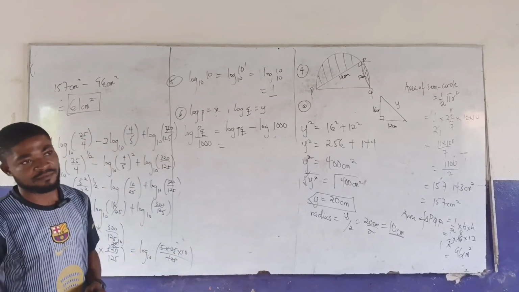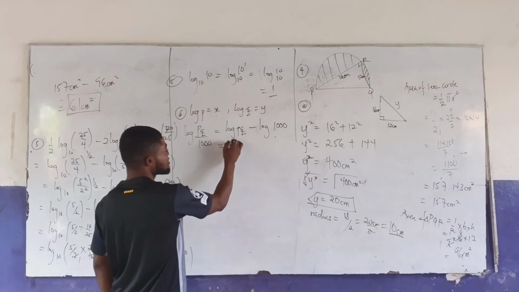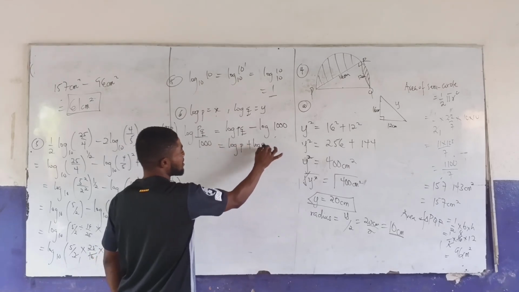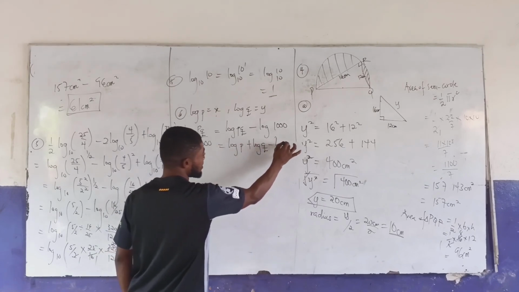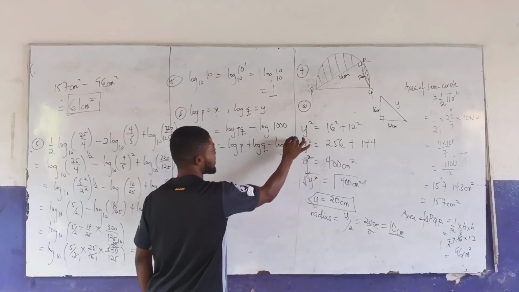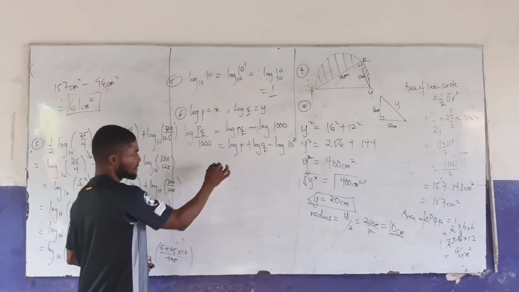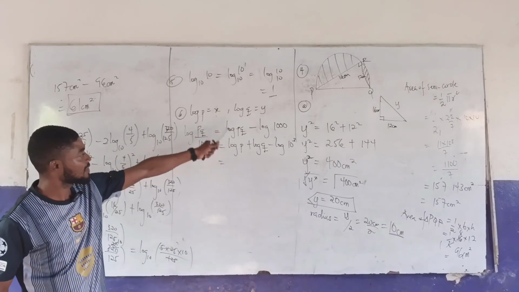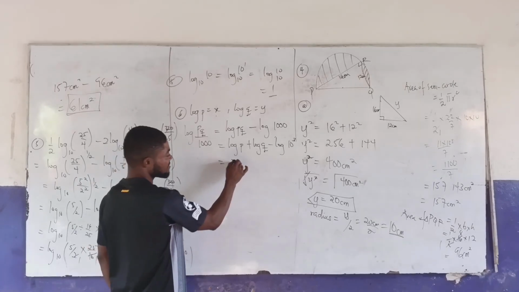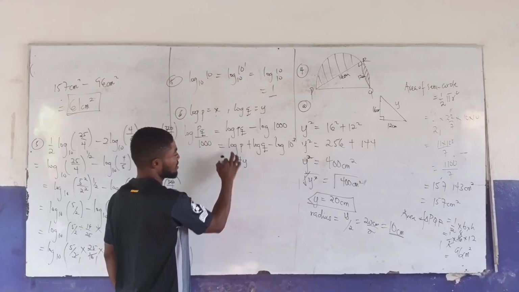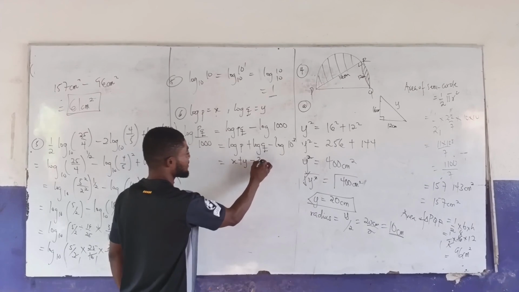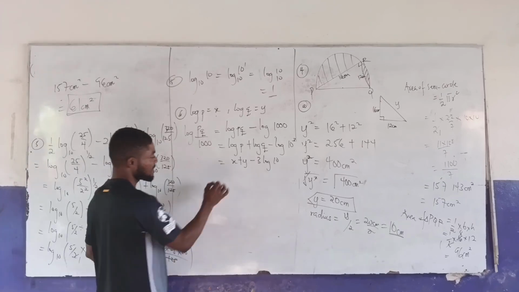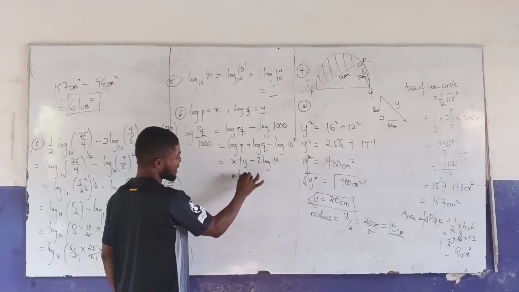Now log pq, p and q multiplication, and so this is going to be log p plus log q minus log 10 to the power 3, which is 1000. So from here, log p was giving us x and log q was giving us y. So I have x plus y, and then minus 3 log 10. Log 10 base 10 is equal to 1. And so basically this becomes x plus y minus 3.